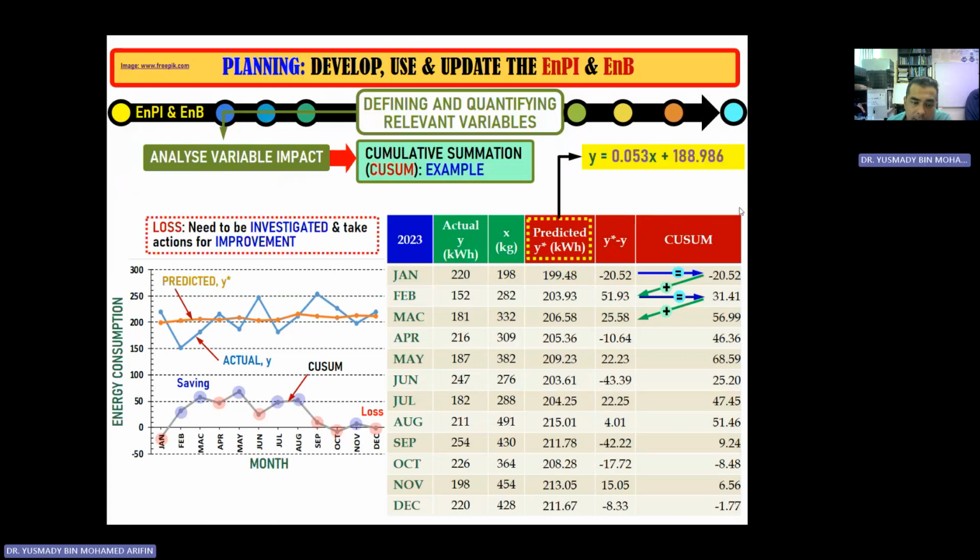So if we identify the losses in terms of energy consumption, where the data is far higher than the predicted one, we need to conduct investigation and take action for improvement, so that next time we can reduce the losses throughout the years.